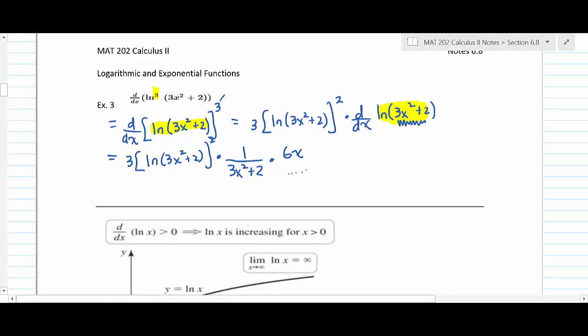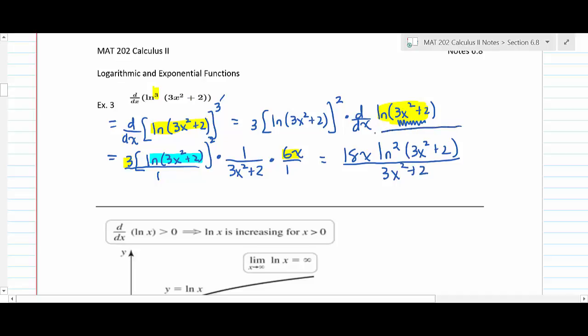Okay, all right. So what I'm going to do on this is multiply everything together and see where I'm at. One thing I would have is 3 times 6x, so that would be 18x. And then I would probably just go back, and you can leave it that way if you want to, but you could also write this as ln to the second of 3x squared plus 2, and then the whole thing is going to be over 3x squared plus 2, so that would be a good way to write the answer to the problem. Okay? Everybody follow that okay? All right.